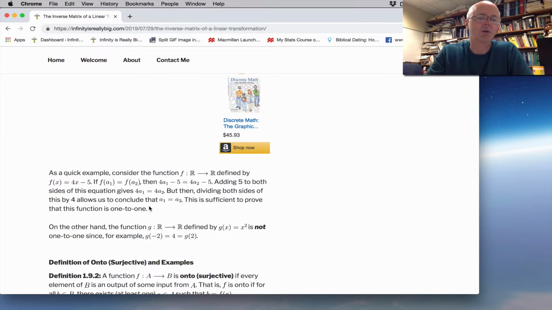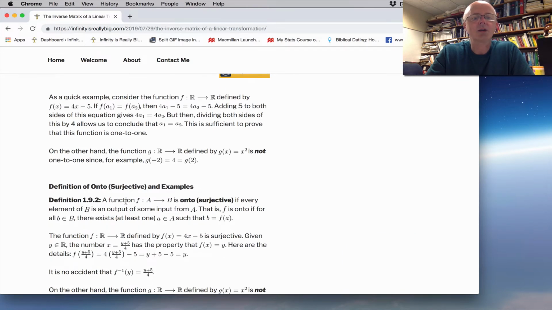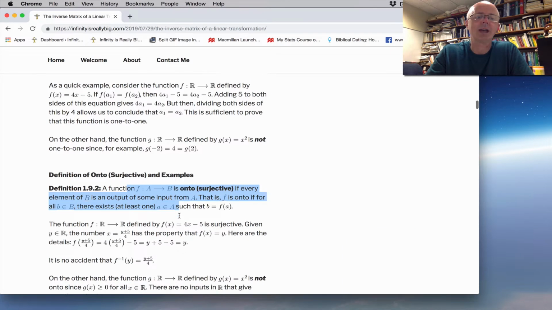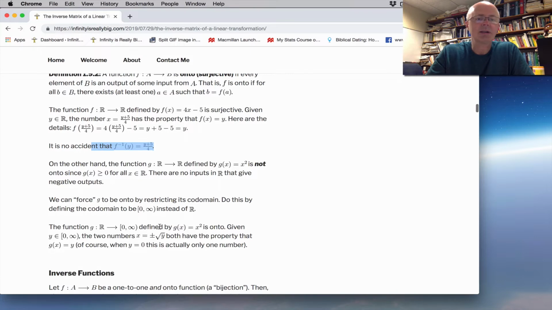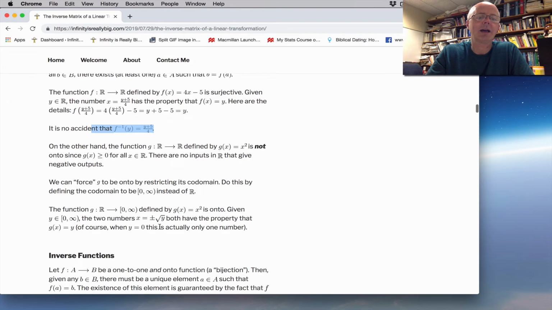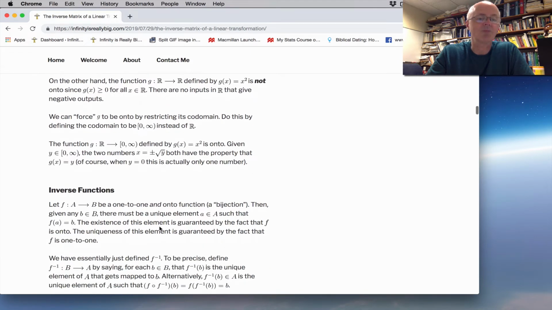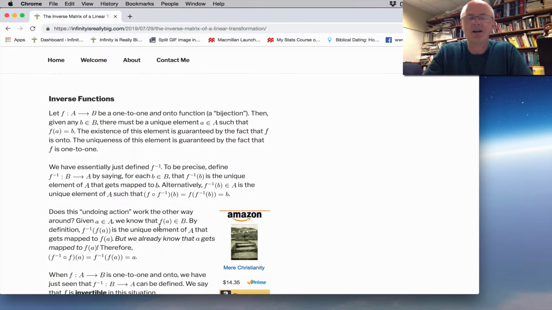Okay, I would encourage you to work through that. Here is the definition of onto or surjective and an example as well, and you can see it's related to inverse functions as I talk about here. And I talked about restricting the domain or codomain, and that's some subtleties you want to pay attention to. And in this section, this is probably the hardest abstract section, but again, it's real important.